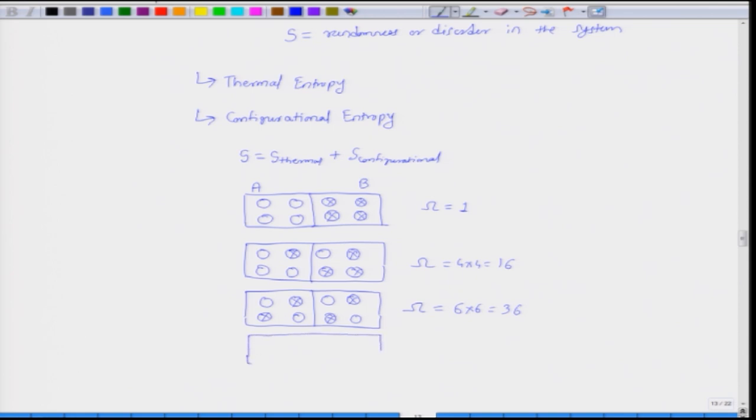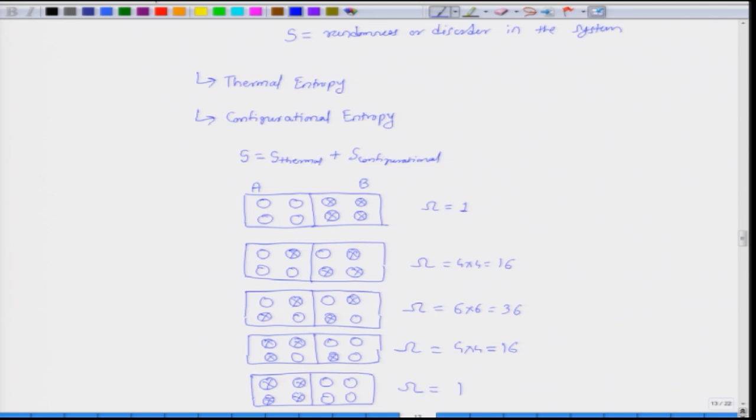Now if 3 atoms interchange, again each configuration is possible 4 times. So 4 times 4, 16 different ways. And when all of the atoms interchange, so we have pure B on left, pure A on right, and there is only one way in which this can be arranged, right. So if you see, as the interdiffusion starts, as we go from first to second configuration, the entropy is increasing. As you go from second to third, there is still an increase in entropy, but as you go from third to fourth, there is a decrease in entropy, right.